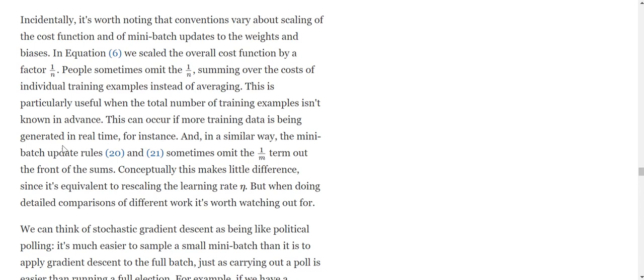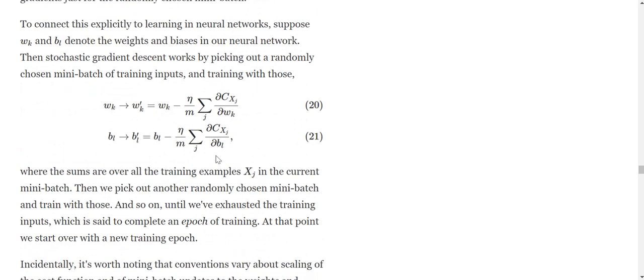And in a similar way, the mini batch update rule sometimes omits the 1 over m term out the front of the sum. Conceptually, this makes little difference since it's equivalent to rescaling the learning rate, but when doing detailed comparisons of different works, it's worth watching out for. So you might wonder why removing this does not make a difference. Well, eta is a constant as well, right?